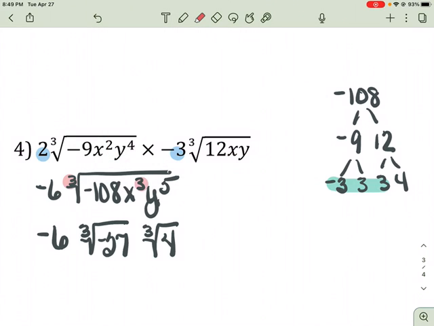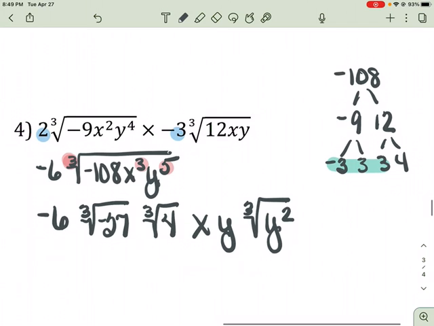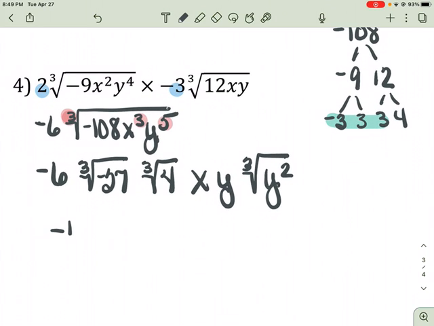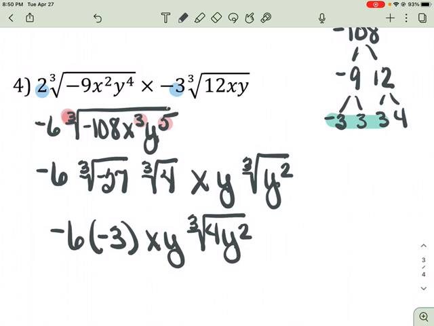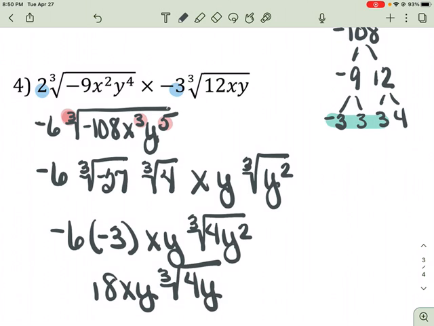Now I'm going to do my exponents. 3 goes into 3 one time. No more radical. 3 goes into 5 one time, but there's 2 left. Okay. All right, so let's put this all together. Negative 6, negative 3 for the cube root of negative 27, x, y, cube root of 4y squared. All right, so this is 18xy cube root of 4y squared.